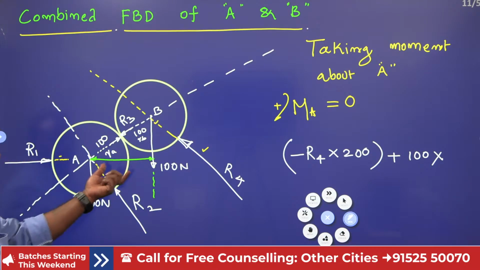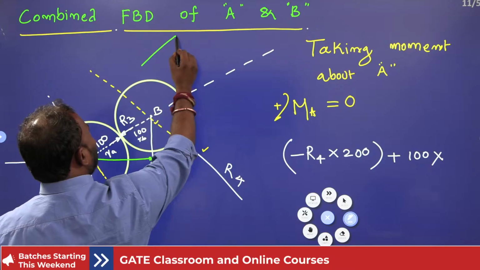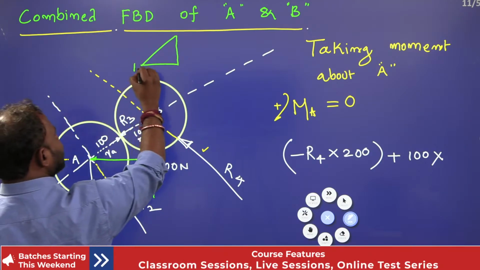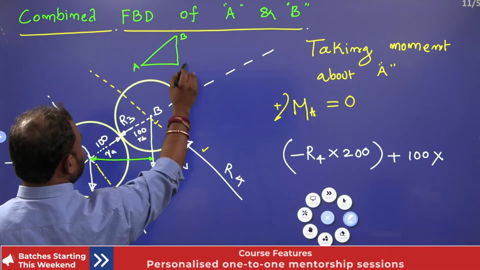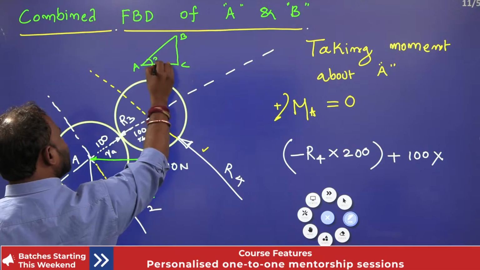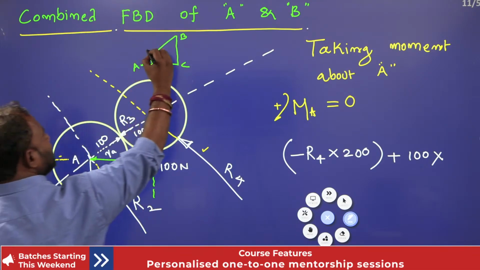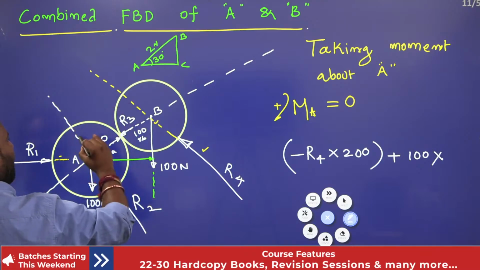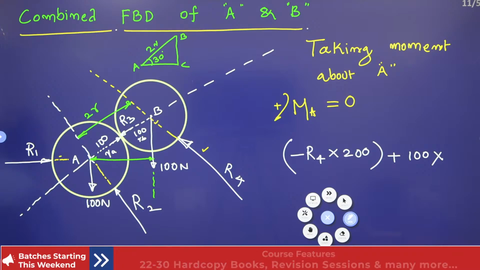Now, how to find this? Draw a small triangle. A point, B, and this point, say, suppose. As we know, this is A. And what is this distance? 2R. A to B distance is 2R.